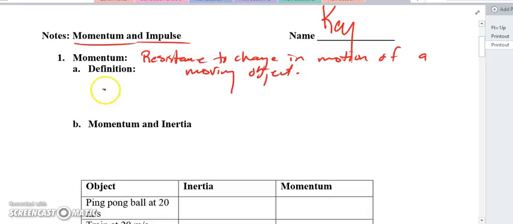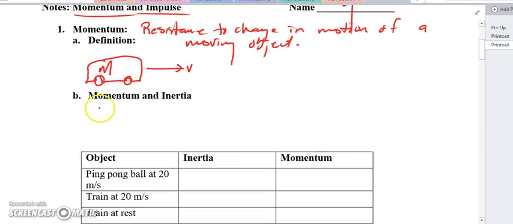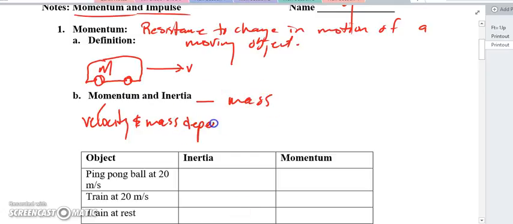So if you thought of like a train or maybe a school bus, a really big bus, it wouldn't really matter how fast it's going because it's got lots of mass. So even if it had a really small velocity, it would be really hard to stop. Momentum and inertia: momentum is dependent on velocity and mass. Inertia is dependent on mass only. So mass dependent, and mass and velocity dependent.